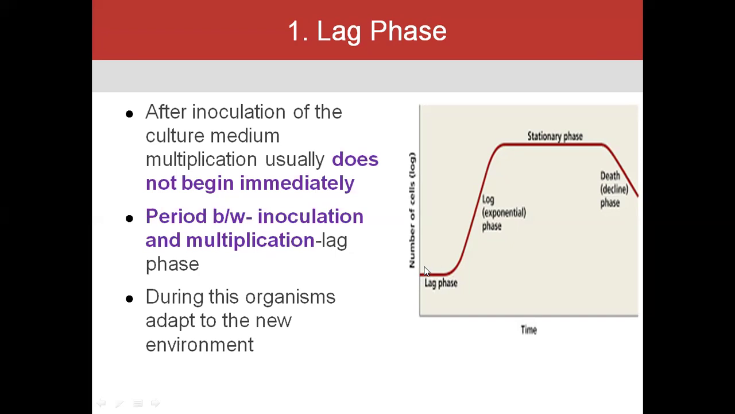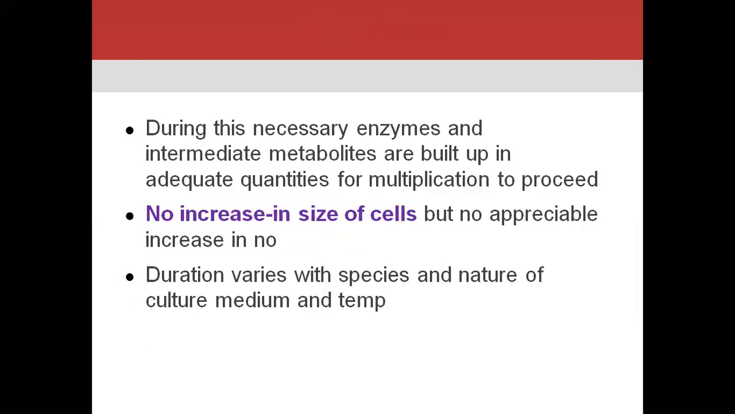In the lag phase, the bacteria adapt or adjust to the new environment, because we have taken the sample from some other culture media, and we are transferring them into the new culture media. So after transferring, the bacteria just adjust to the new environment. In this phase, necessary enzymes and intermediate metabolites are built up in adequate quantities, which helps for multiplication to proceed.